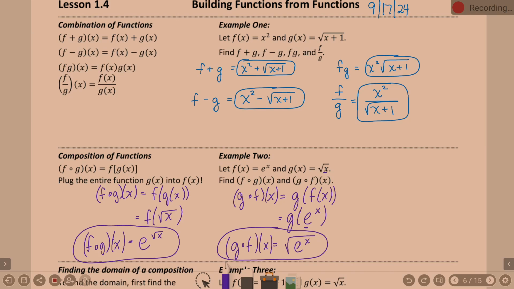The point here I want to make is that order makes a difference. Whether it says f of g of x or g of f of x, those are not the same thing. And so you have to be very careful and very aware of that. Okay. Questions there?